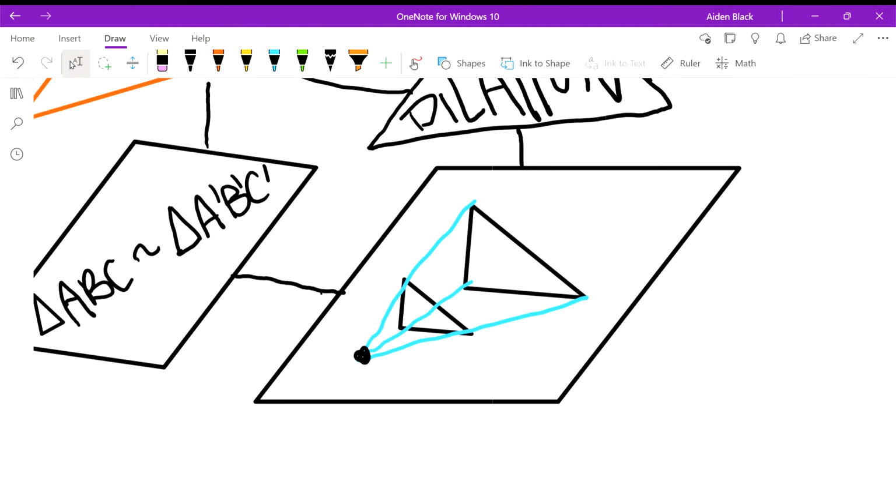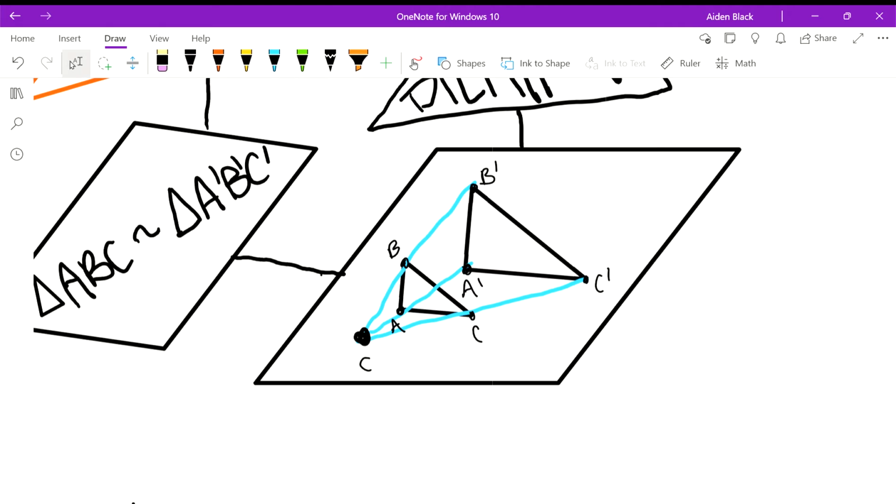Just like that, if you remember, we had the center of dilation here, and then we had all these points. Let's say it's A, B, C, and this were A prime, B prime, C prime. We know that they're similar triangles.